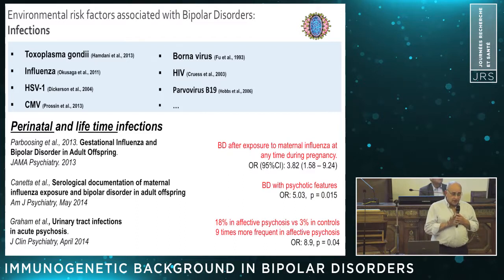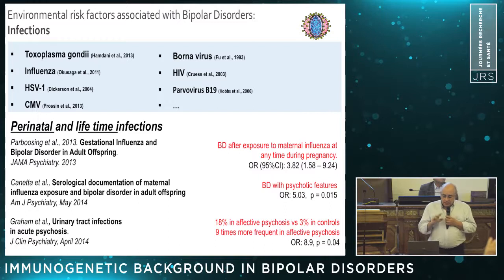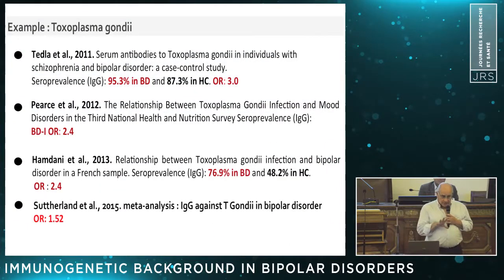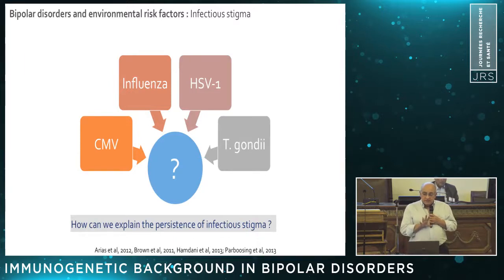If you consider environmental factors, the best known for the moment is infectious events. And this infection concerns all types of infection, including viruses, bacteria, or parasites. And they occur during the perinatal period or even later in life, as shown by lifetime infection. The best example is Toxoplasma gondii, where there is a series of studies showing without any doubt the implication of this parasite in the risk to develop bipolar disorder. Hence, how can we explain the persistence of infectious stigma, and how can we explain the pathological role of infection later in the development of bipolar disorder?